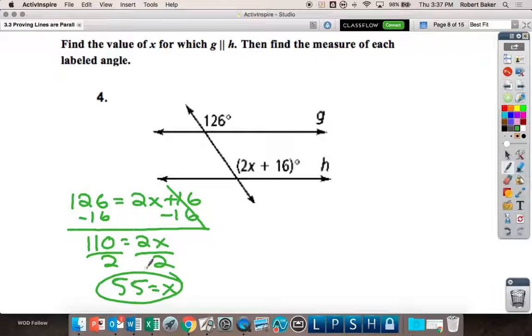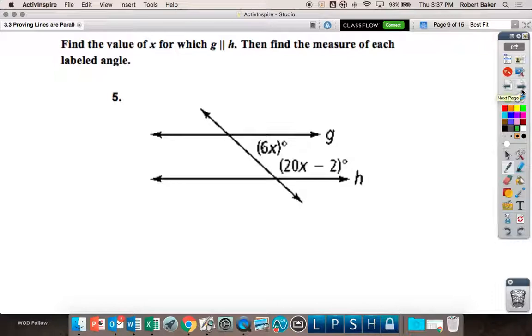So there will be one flavor of ice cream tomorrow where you have to set them equal to each other. What do you expect the other flavor to be? In the other question on your quiz, do you expect those two angles to be congruent, equal, or supplementary? Supplementary. So in order for line G and line H to be parallel, these two angles must add up to 180 degrees, because they are same side interior angles. So 6x plus 20x minus 2 equals 180.